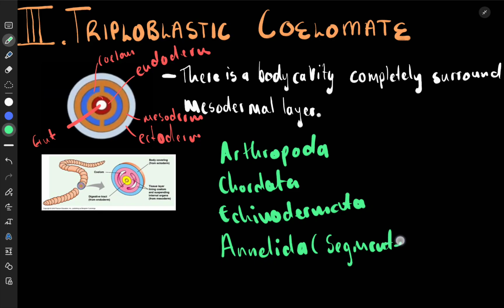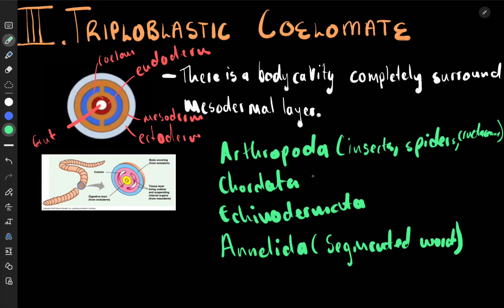Remember that this is your segmented worm. Now, when you talk about Arthropoda, you have insects, you have your spiders, you have your crustaceans in here. You can check them up. They are Arthropoda. Chordata, we talked about them. Those big five, which we said are mammals, reptiles, amphibians, fish, right? We talked about all those.